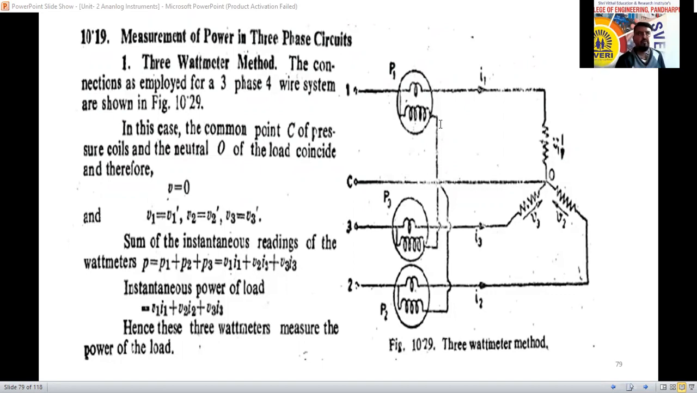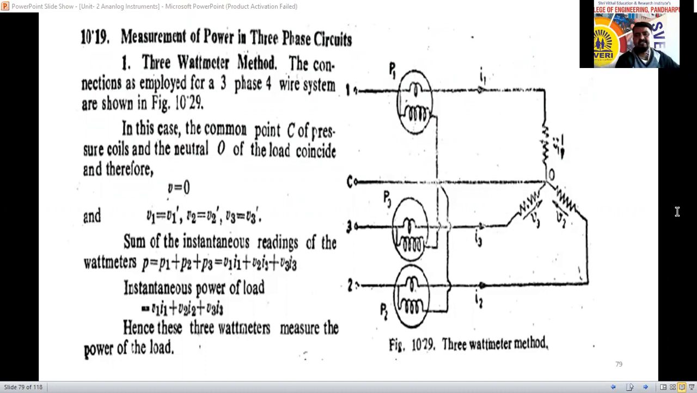For each phase, one wattmeter is connected, and from the measured values P1, P2, P3, I sum them by adding all the values together. The total power of the circuit we can measure here. This is called the 3 wattmeter method. If you have any doubts, you can ask now.